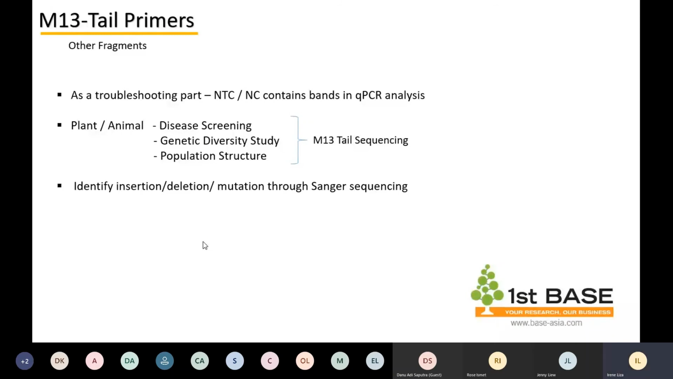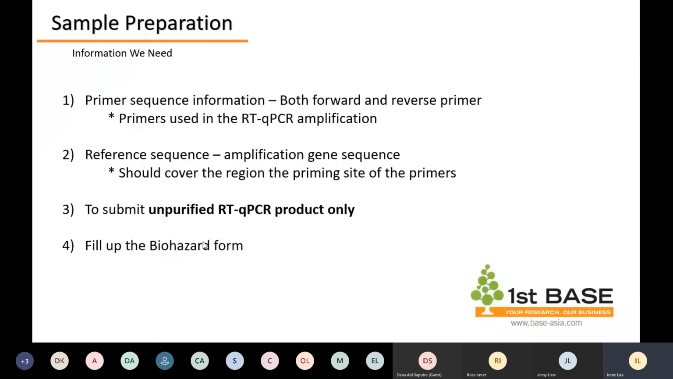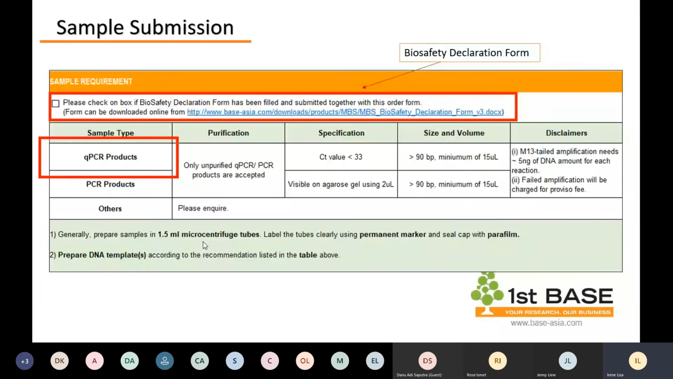So what type of sample do we need? We still need information for the primers, both forward and reverse. We also need the reference sequence, which should cover the flanking sites. We only accept unpurified qPCR products, and finally, you need to fill up the biohazard forms. It's exactly the same here. The declaration form is above; you can just click to download it. And for qPCR, the specification should be a CT value less than 33, size more than 90, with a minimum volume of 15 microliters.